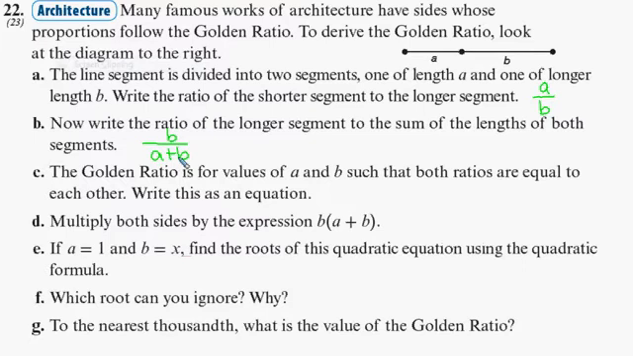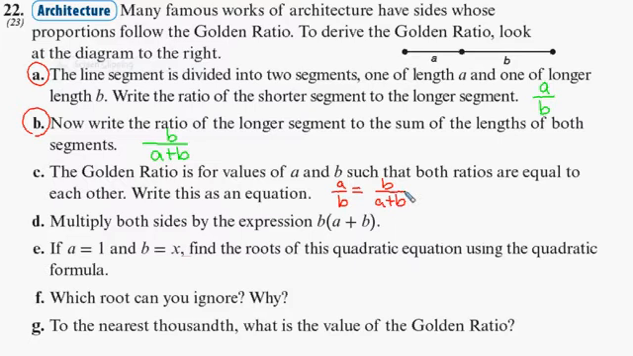The golden ratio is for values of A and B such that both ratios are equal to each other. Write this as an equation. So what they're saying is that the ratio that we wrote for this one and the ratio that we wrote for this one are equal to each other in the golden ratio. So let's write that down. So we have A over B equals B over A plus B.